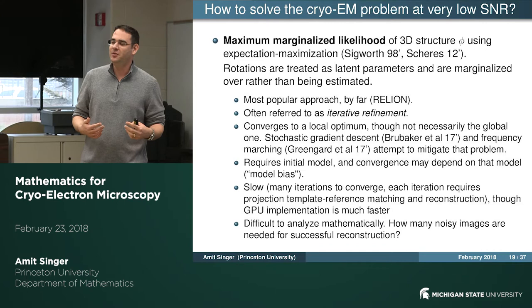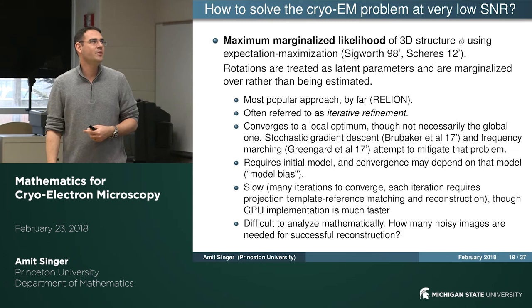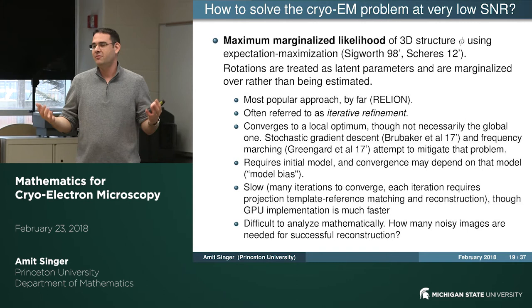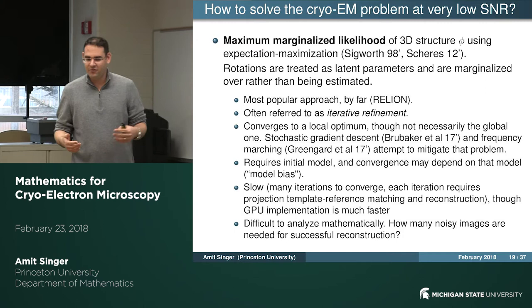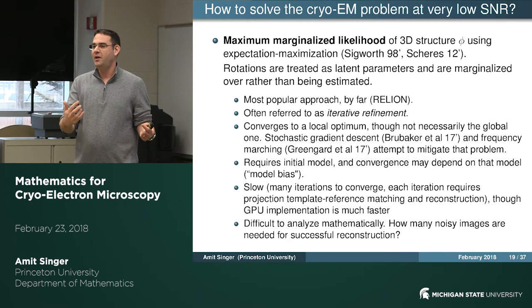Meaning that if you would project this structure in many different directions, it would agree as best as possible, let's say in the least squares sense, with the experimental images. And the way you do it, they start with some initial model, maybe some very low resolution, and then in every iteration they do the following. First you project the initial model in many different directions, you get those template images, and now for every experimental image, you match it to the templates, and you assign a probability.